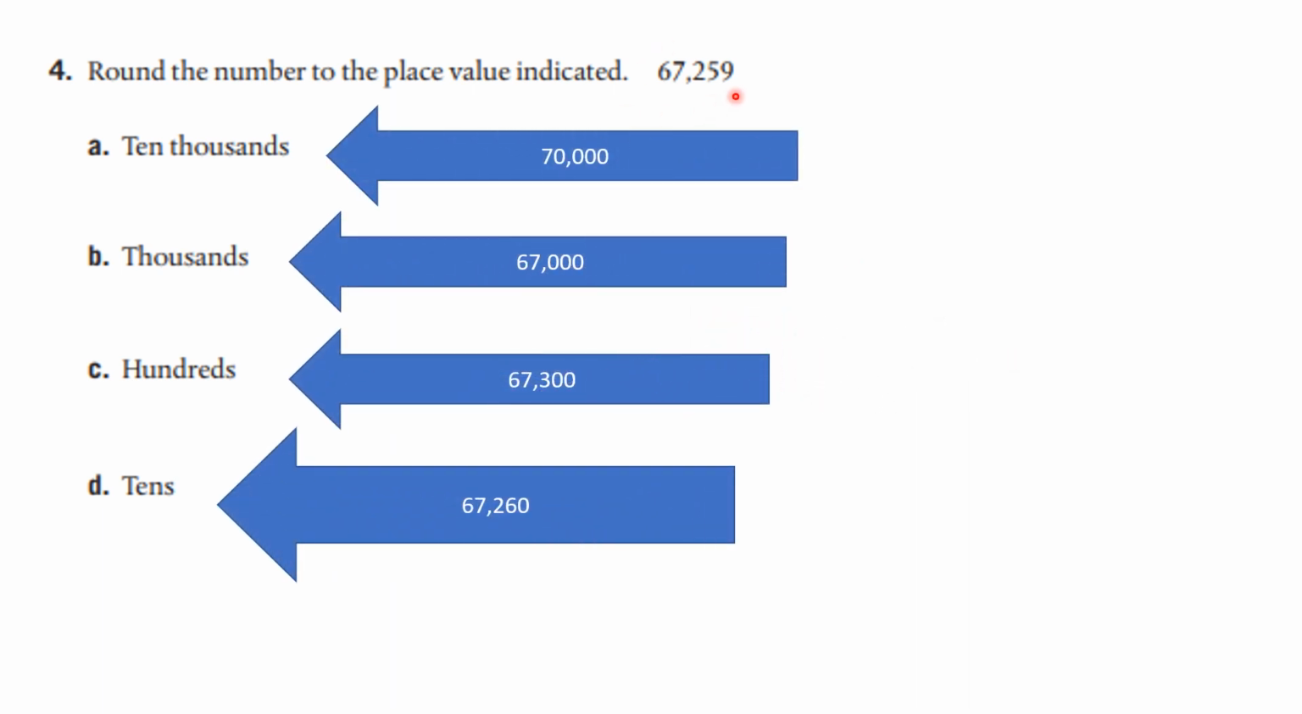Well, rounding this to the nearest 10,000, this is the 10,000s position, so we're going to go to 70,000. To the nearest thousand position is going to be 67,000. To the nearest hundred position, it's going to be 67,300. And to the nearest ten position, it's going to be 67,260.